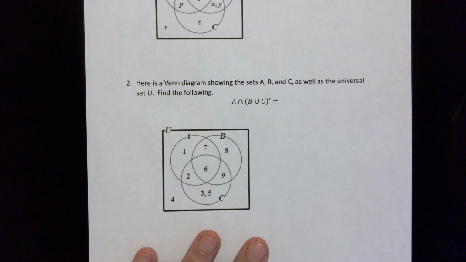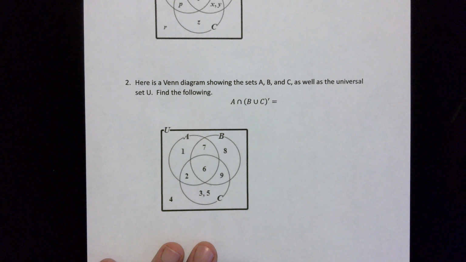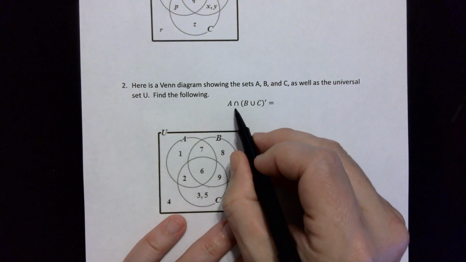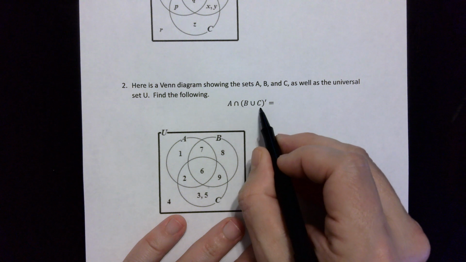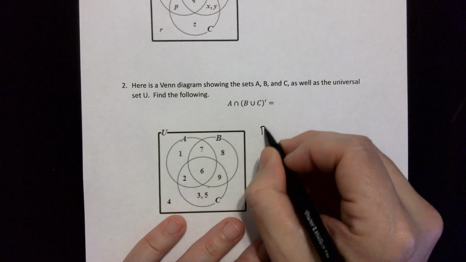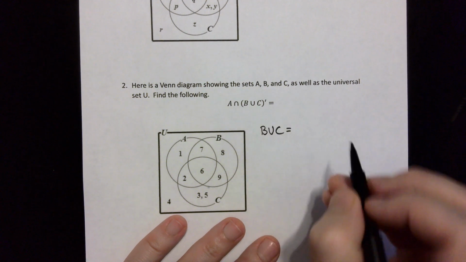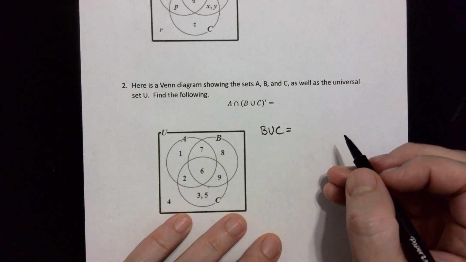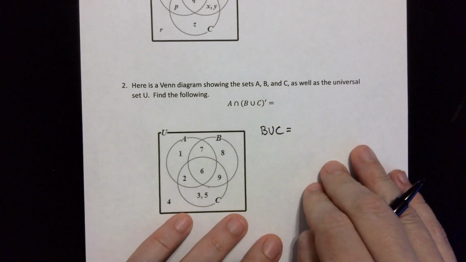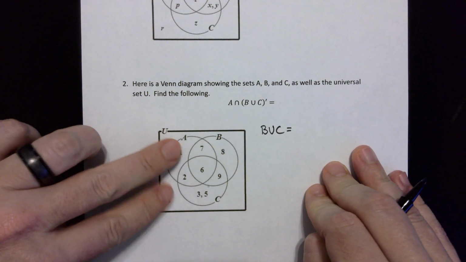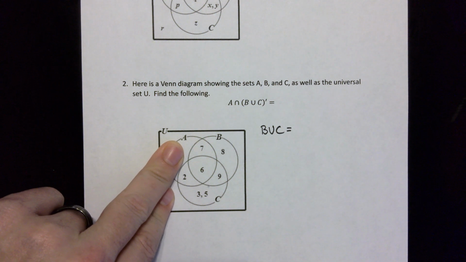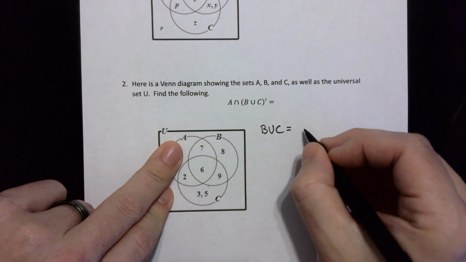So this time we're given numbers inside of here, and we're asked to find A intersect B union C complement. Okay, so first let's figure out what B union C is. That's everything that's in B or C, but nothing that's not in either one of those. So it's easier sometimes to figure out what's not in those. So this 1 is not in B or C, and this 4 is not in B or C. Is everything else in either B or C? Yes. Okay, so let's write all those things down.